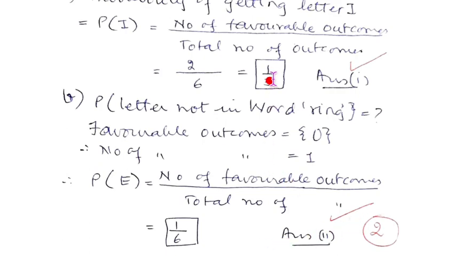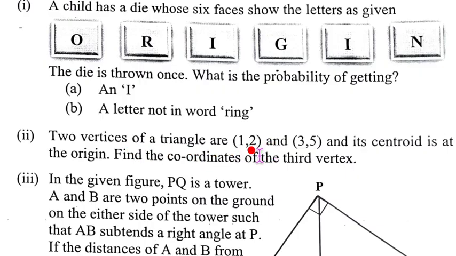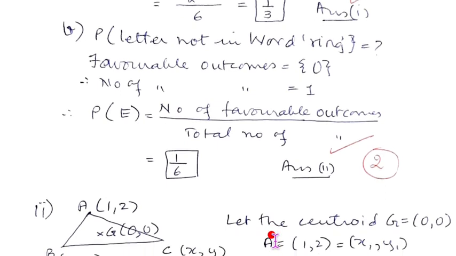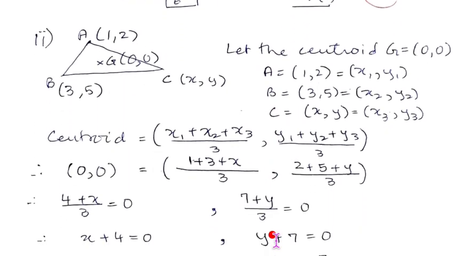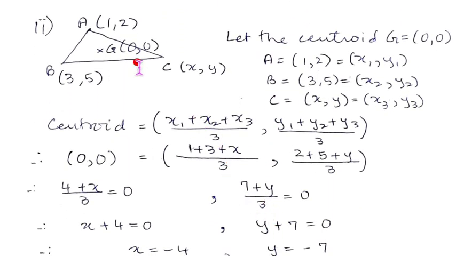That's our second answer. 2 vertices of the triangle are these. And its centroid is the origin. What does origin mean? 0, 0. Correct? So find the coordinates of the third vertex. So we will draw a rough diagram here. Nobody wants to draw a proper diagram. Even if you draw rough, that's fair enough. So we have A, B and C. I'm writing A as 1, 2, B as 3, 5 and C as X, Y, and the centroid I'm writing as G, 0, 0.